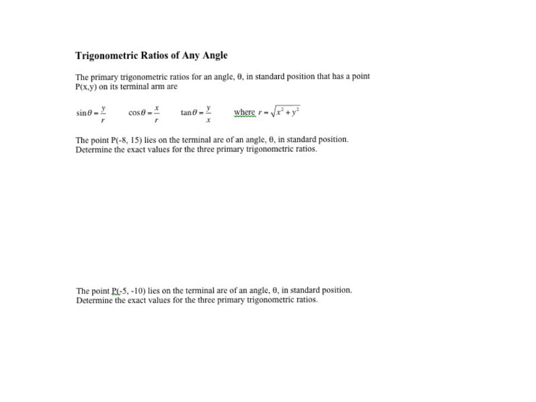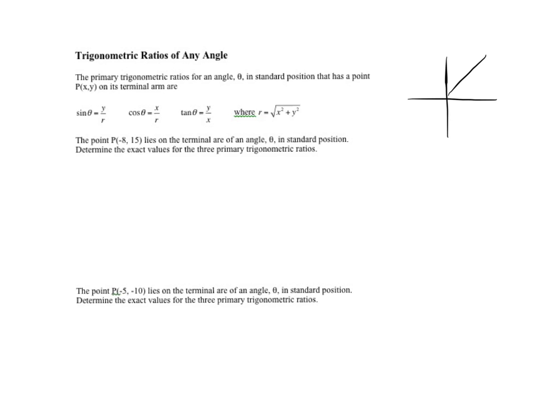Trig ratios of any angle. The primary trig ratios for an angle theta in standard position that has a point P (x, y) on its terminal arm are sine, cosine, tangent. This is what it means when you have an angle in standard position.